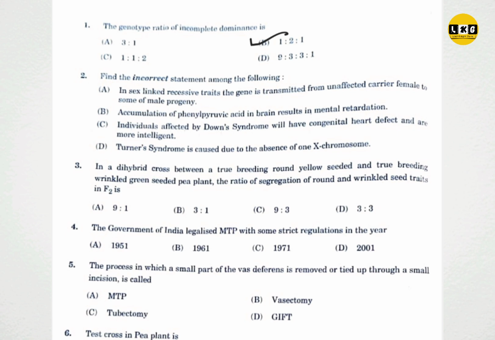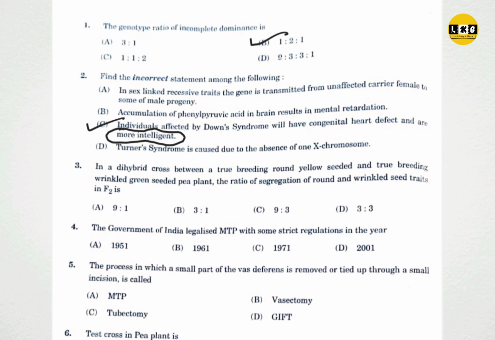Next, find the incorrect statement among the following. So, option C, if you see, individuals affected by Down syndrome will have congenital heart defect and are more intelligent. They are not more intelligent, instead they are mentally retarded. So, option C is the correct answer.